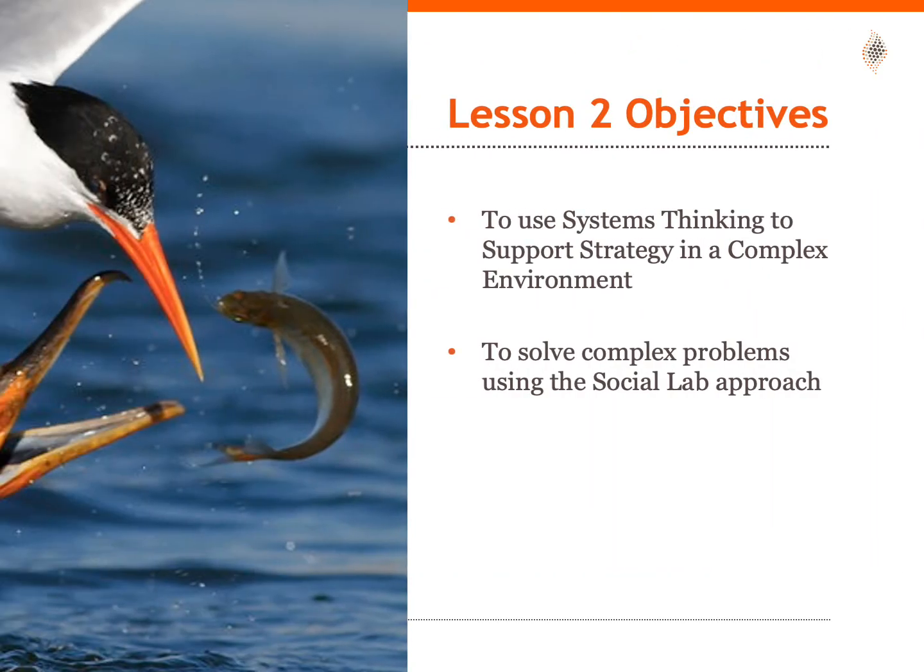So that brings us to our objectives for this lesson, and it's twofold. Firstly, to use systems thinking to support strategy in a complex environment. So we're going to look at this notion of strategy differently in a complex environment, and to introduce the social lab method, which is a process of applying systems thinking in a complex situation.